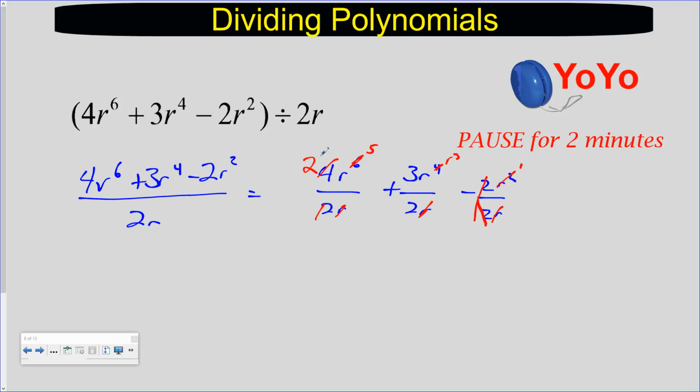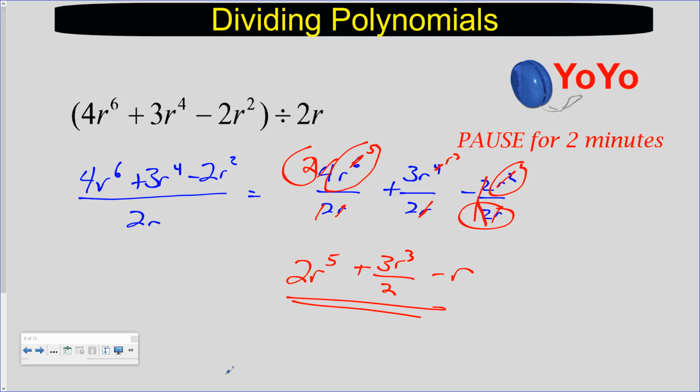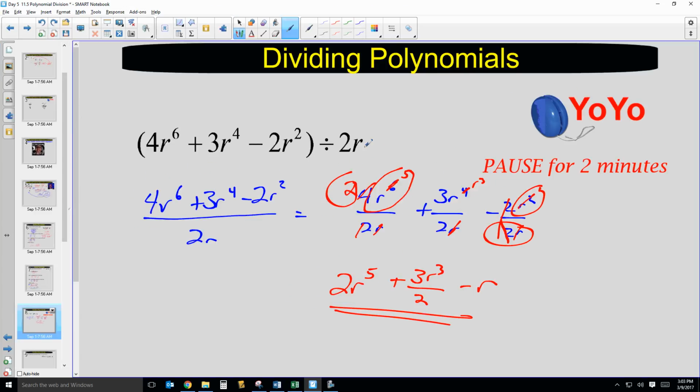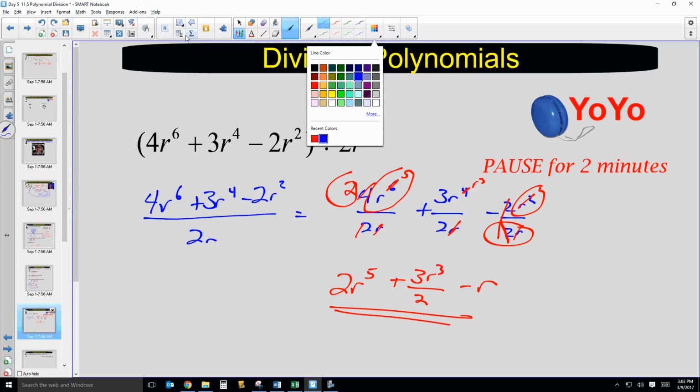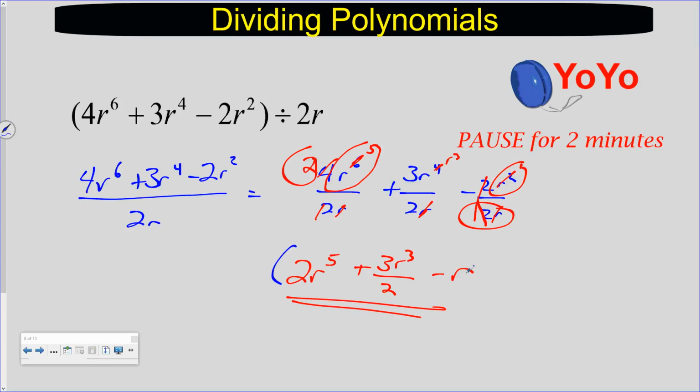So now when I rewrite this, I see a 2r to the 5th on top, nothing on the bottom, plus 3r to the 3rd over 2, minus, I only have an r on top and nothing on the bottom. And that's where we're at. Then if we want to check that, just like we did on the last one, we go back to it and we're going to multiply this by our original divisor, this guy, 2r.